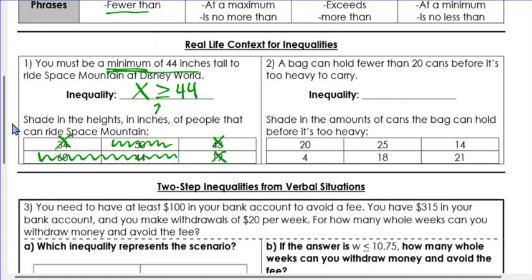Second one says a bag can hold fewer than 20 cans before it's too heavy to carry. So it can't carry 20 cans, it's fewer than 20 cans. So x is less than 20. It's not equal to it, it's saying it's specifically fewer than 20 there. So we're going to shade in the amounts of cans that the bag can hold before it's too heavy. It can't hold 20, definitely can't hold more than 20, but it can hold any of these values that are less than 20. Otherwise it gets too heavy.